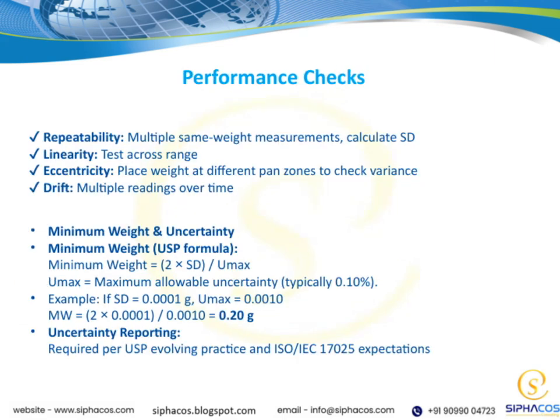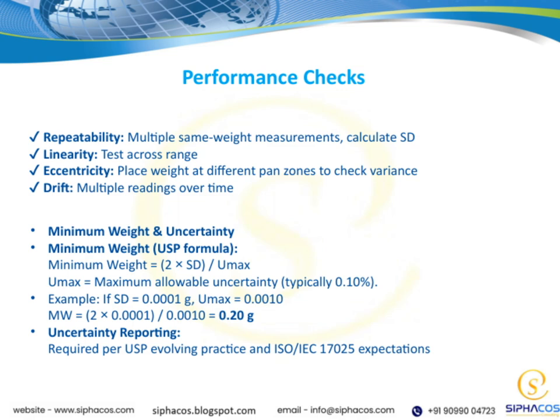Let's start with the concept of minimum weight and uncertainty. The minimum weight, often calculated using the USP formula, is essentially the smallest amount of material we can weigh accurately considering the variability in our measurements. The formula is minimum weight equals twice the standard deviation divided by the maximum allowable uncertainty, or Umax.